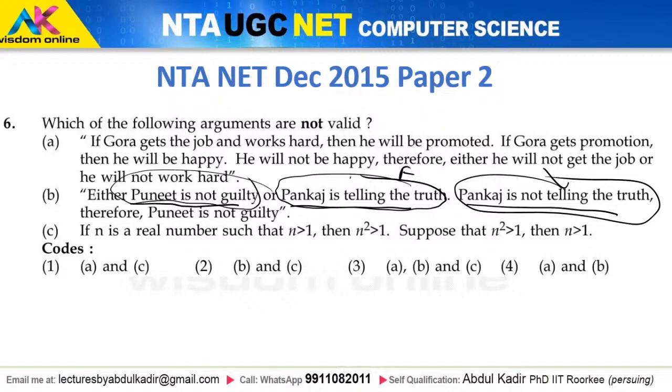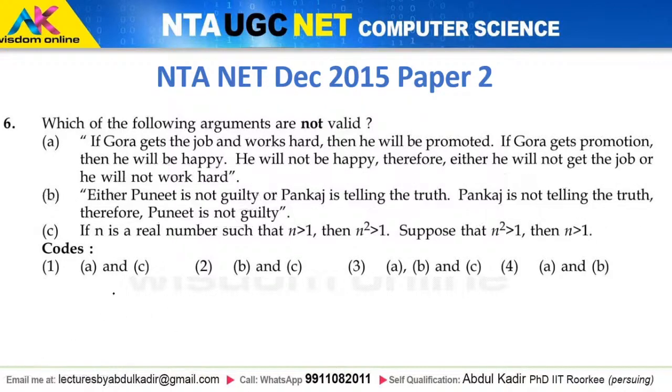Because this is a disjunction, you can see this is an or. So if this has become false, then this has to be true, means Puneet is not guilty. And this is the conclusion. Puneet is not guilty. So this is a valid argument. Is this point clear, Amandeep? Is it clear that this is a valid argument? Let me know if you want me to explain again.